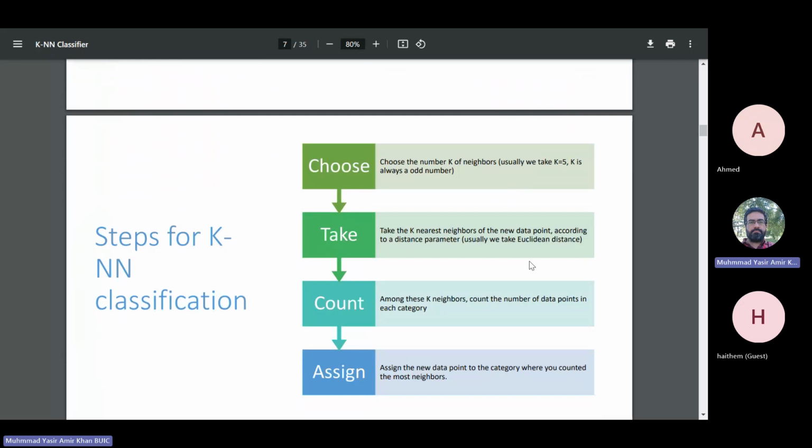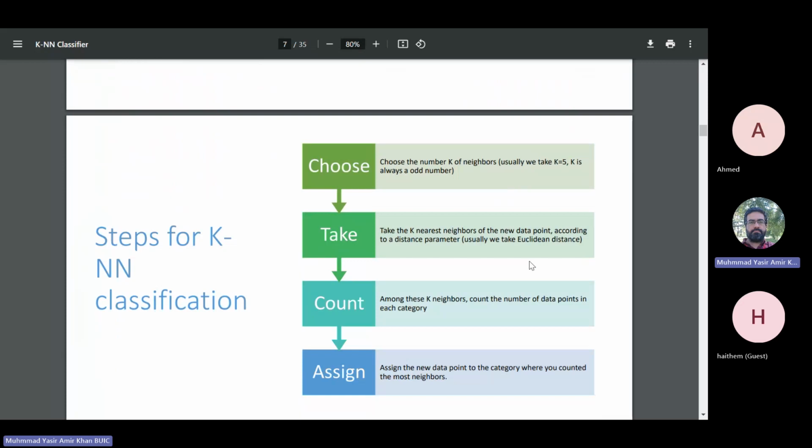Then after that, the next step is to count. Among these K neighbors, count the number of data points in each category. So we find the distance from the nearest neighbors, and then we note down their categories, since we already have the information about the categories to which they belong. Then we count how many of them belong to category one, and how many belong to category two.